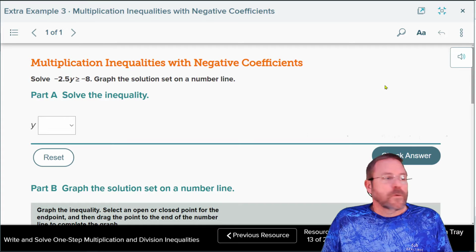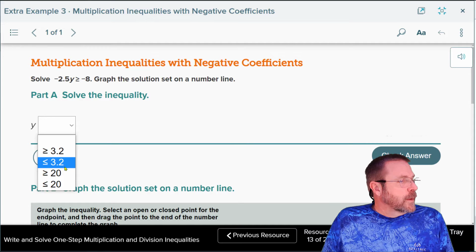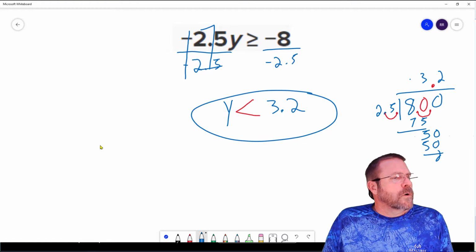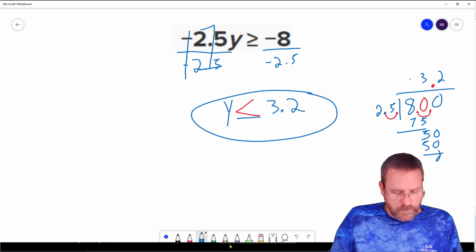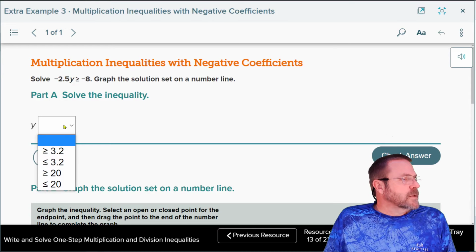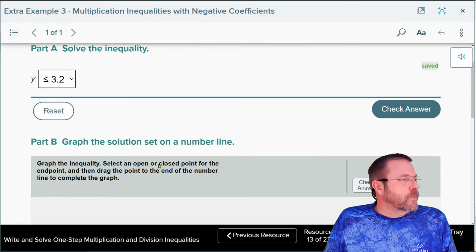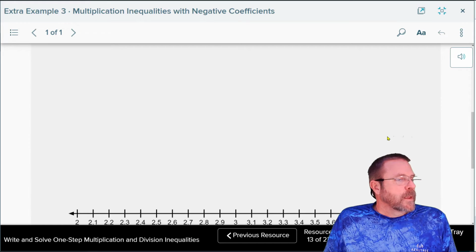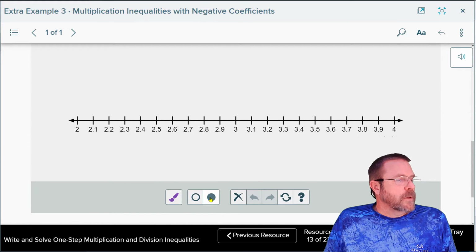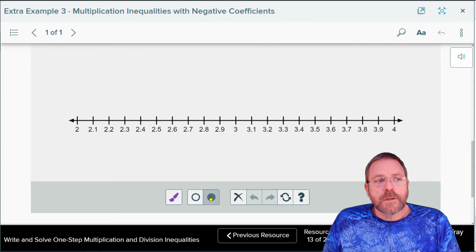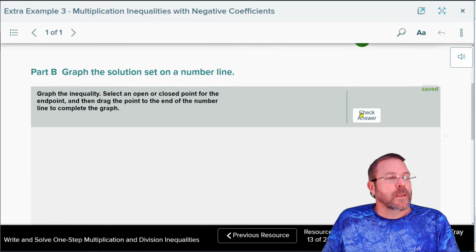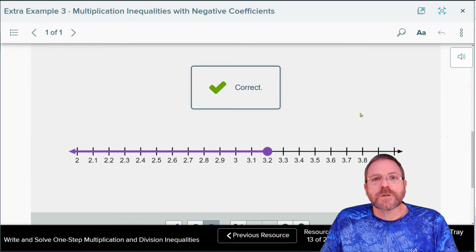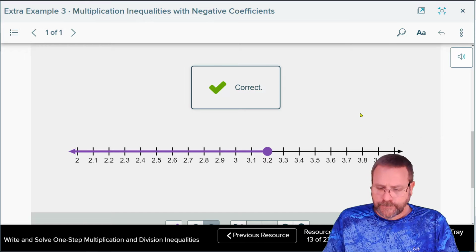Jump back over here to our problem. We have less than, was it or equal to? Oh, it was an or equal to. Mr. Reach screwed up. Got to put that or equal to symbol in there. So we're going to be less than or equal to 3.2. Check that. And then we're going to come down here and graph it. It's an or equal to, so it gets a solid circle. Start at 3.2 and go to the less than side, which is right there, and check our answer. The answer checks. Easy math.